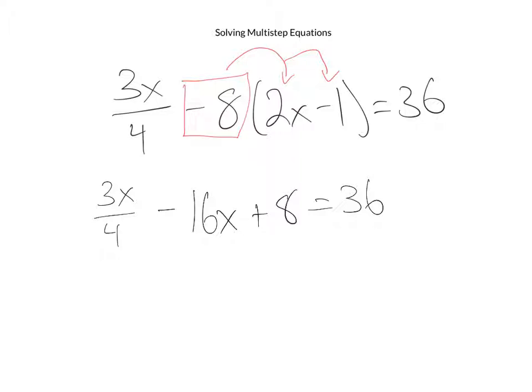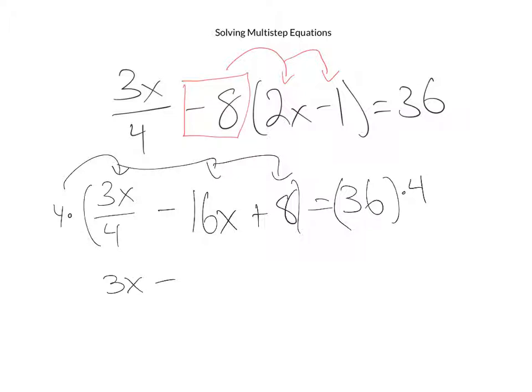Now we have to somehow combine this 3x over 4 and this 16x because they are like terms. And the best way I think to deal with this is to multiply the whole equation, every part of it, by 4. By the multiplication property of equality, we're allowed to do that, and we can illustrate that we're doing it to both sides of the equation. In that way, we can get rid of these denominators. So if we think about distributive property again, we're going to distribute this 4 to every part of the equation, leaving us 4 times 3x over 4 just leaves us with 3x, minus 4 times 16 is 64.